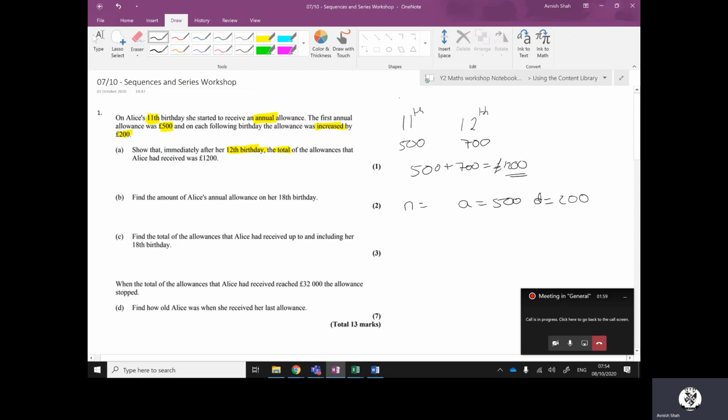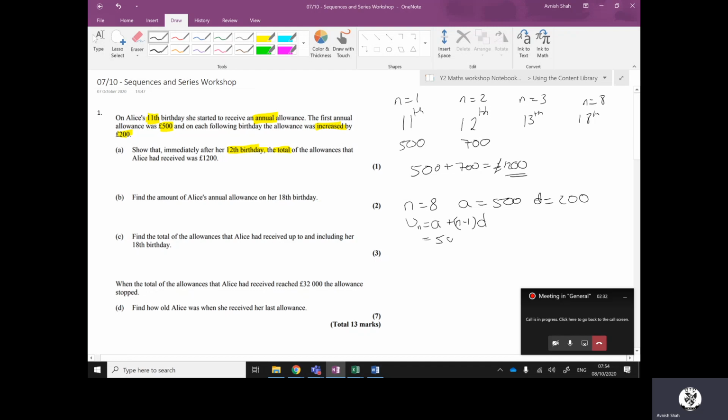So when n is 1, that's her 11th birthday. And when n is 2, that's her 12th birthday. So when n is 3, that would be her 13th birthday. So if we want to know when her 18th birthday is, that will be when n is 8. So we now know n is 8. It's asking for a specific term. And when you're doing a specific term, you use un is equal to a plus n minus 1 d.